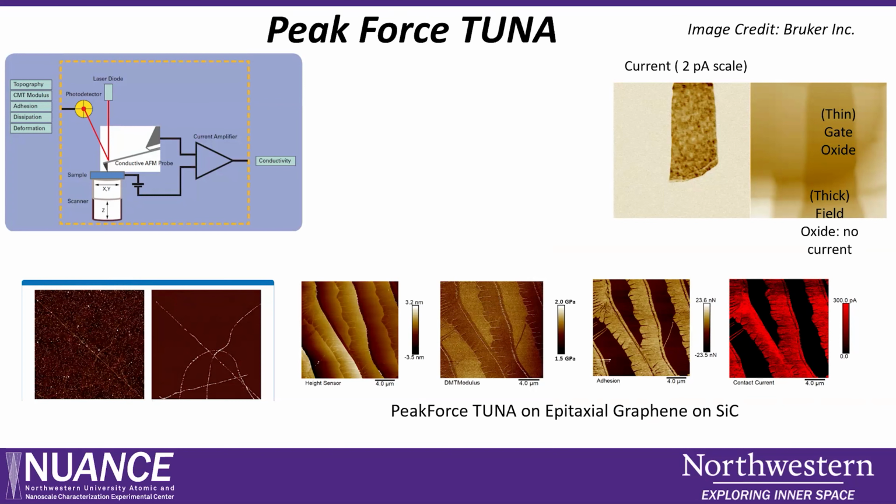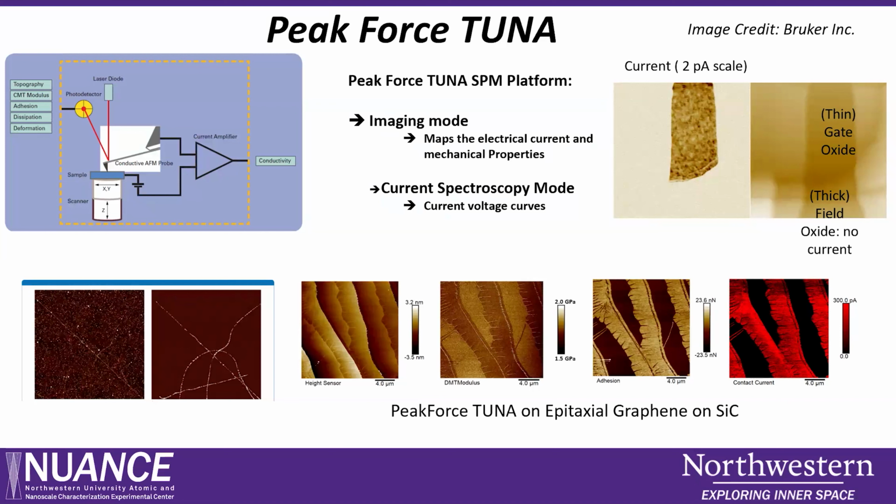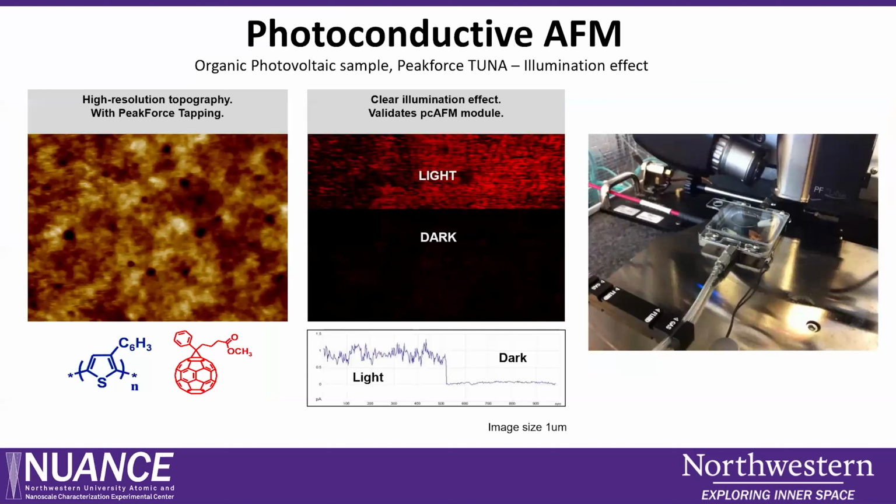One of the advantages of the peak force tunneling AFM is that you can do multimodal imaging. That means you can do height imaging, modulus imaging, adhesion imaging, and also the conductivity map. So you can have multiple properties at once. That's the advantage of peak force tunneling type techniques, which is not possible in conducting AFM. It maps the electrical and magnetic properties, but you can also do spectroscopy with these techniques. And then there's an option for photoconducting.